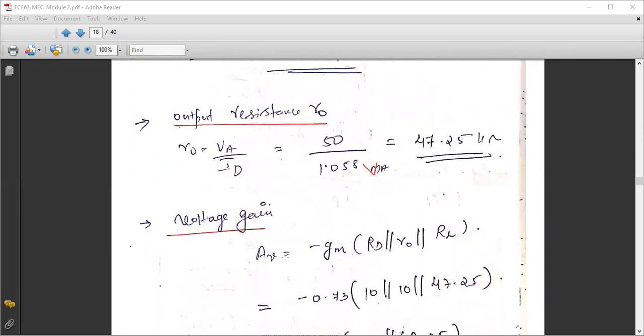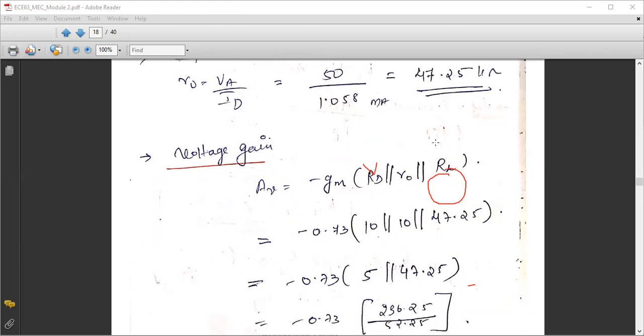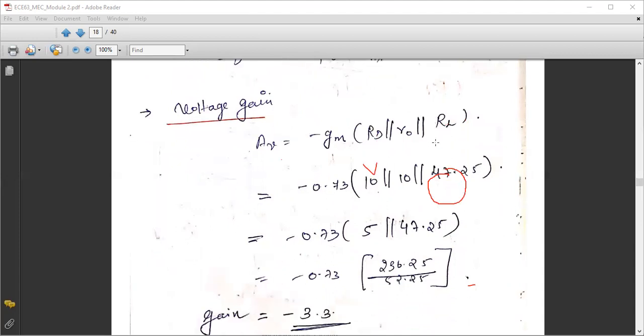Writing this equation, AV is minus GM into RD parallel R0 parallel RL. Additionally, I have one more resistance, RL, because I'm taking the output across the load resistance, which is again across your drain and source. So the three resistances come into our equivalent circuit picture. All three are connected in parallel and then simplified to get the final value for gain. The final answer is minus 3.3.